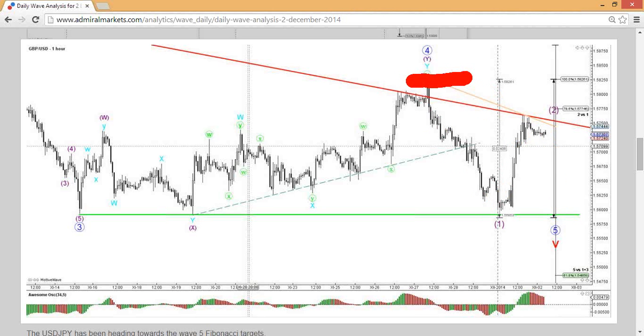then the ultimate level is this 100 level here, the top, the origin of wave 1. If price breaks through that level, then it is not a wave 1 anymore. It has to be something else. It cannot be a wave 1, 2, because the wave 2 cannot go above the origin of wave 1.